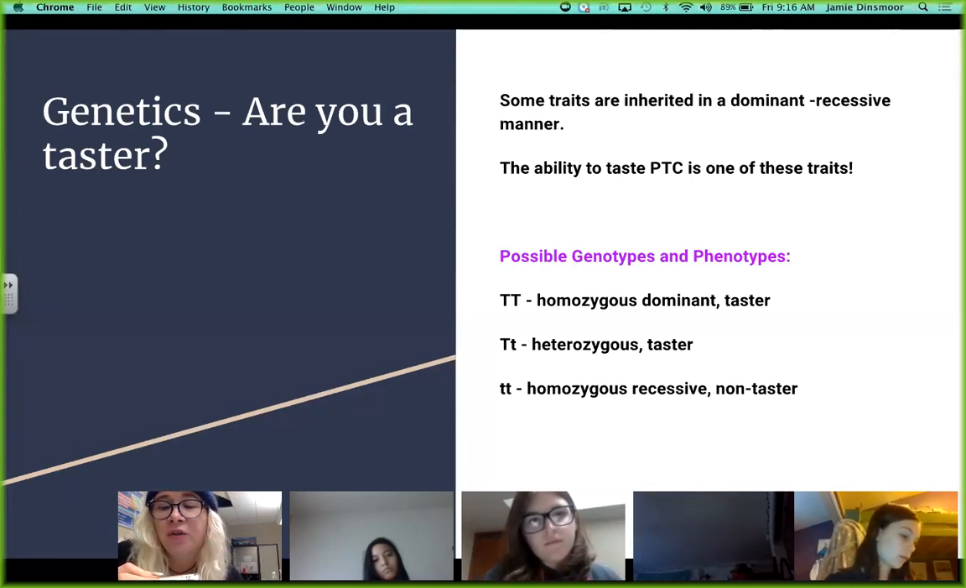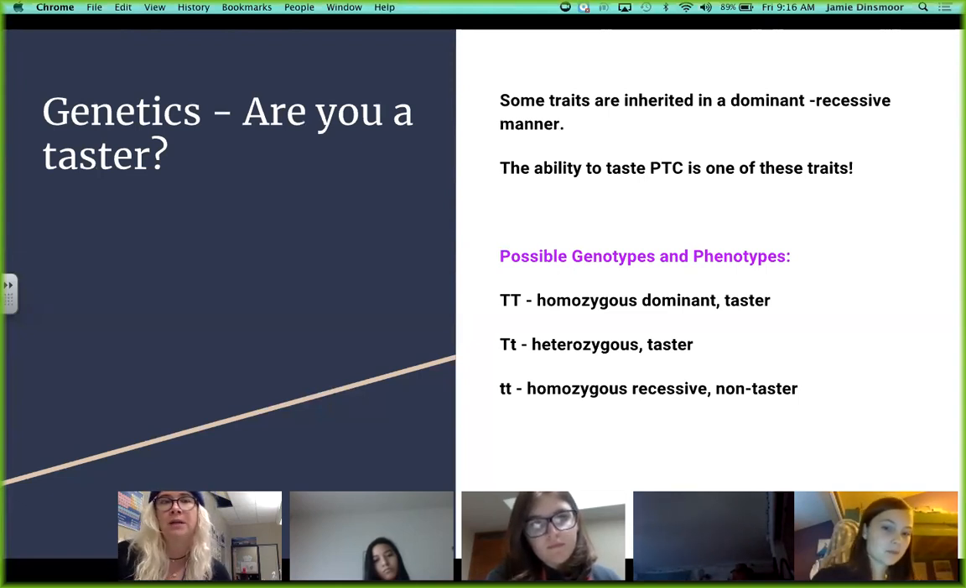Phenylthiourea, phenylthiocarbamide, which we call PTC, which is much easier to say. It is a harmless chemical, right? But it basically mimics a poisonous plant chemical. It's not poisonous, don't worry. I want to give you a poisonous thing to taste. They wouldn't sell me a whole vial of poison that easily.